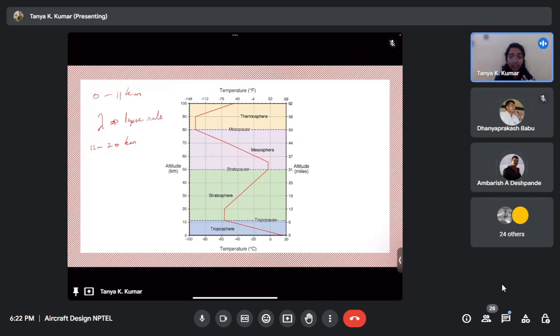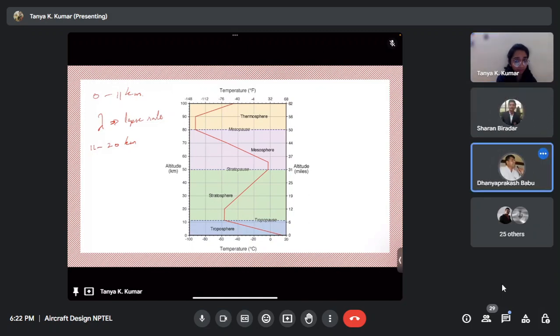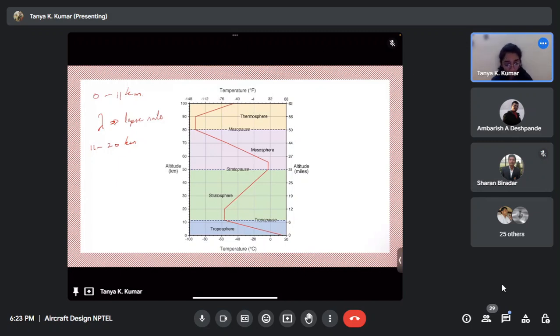Yes. So in the range of 11 to 20 kilometers, what would it be from the graph? 0, exactly. It will be constant. So dT by dh will be 0, correct? So in this case, your lambda would be 0. In the tropospheric region, it would be a negative value.